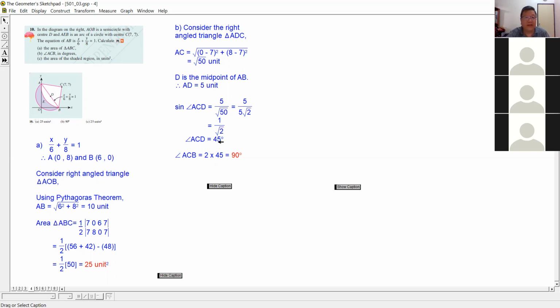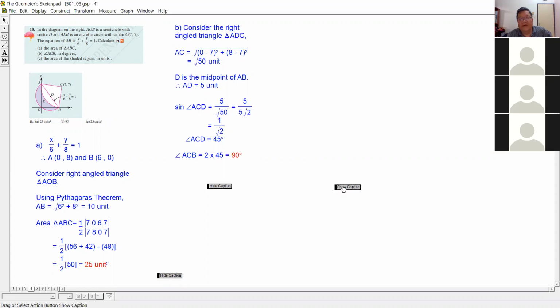1 over root 2 is 45 degrees. You have to remember this, chapter 5, form 3. So 1 over root 2 is 45 degrees. But 45 degrees is half of this angle. The full angle you have to multiply by 2. That means the whole sector here, you multiply by 2, which is 90 degrees. So you want to find the shaded area in units. Shaded area is this purple part here.